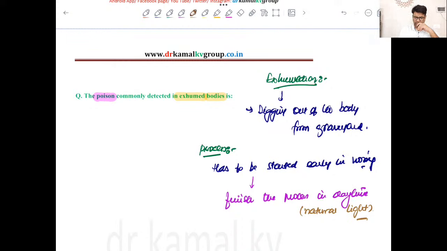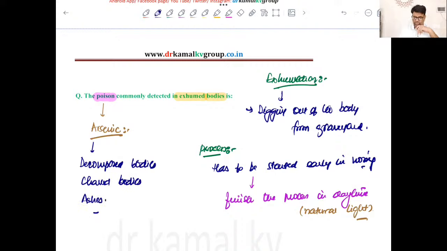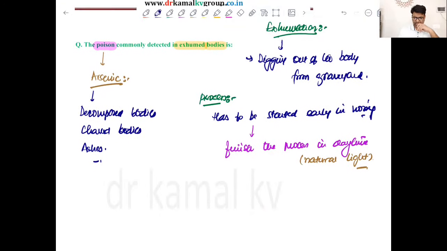And yes, of course, arsenic is one poison which can be found in decomposed bodies, charred bodies, or even in ashes, right? So this is the unique feature of arsenic poisoning, and I'm very happy that most of you know this fact. Okay, so very good. So this is in short about exhumation and arsenic poisoning, right?